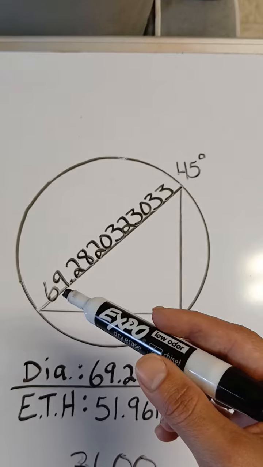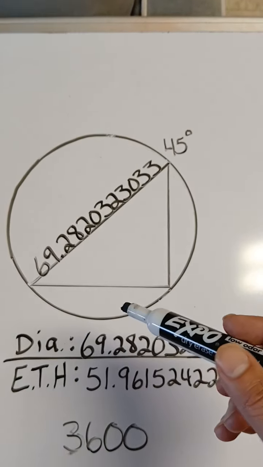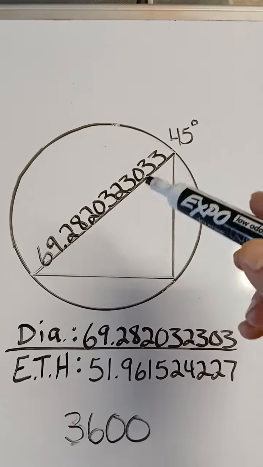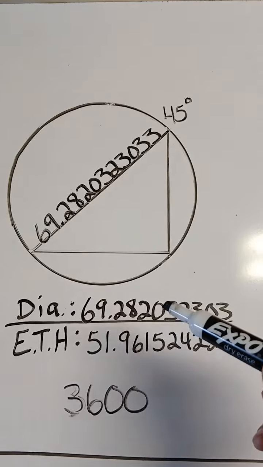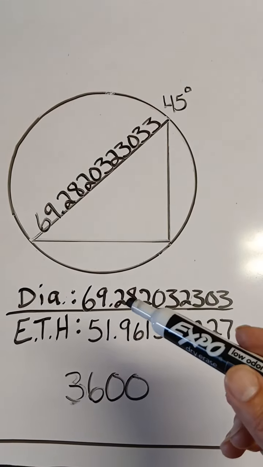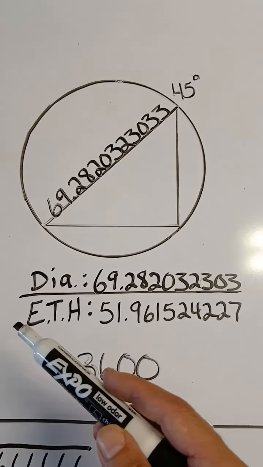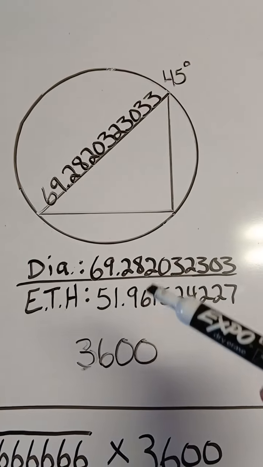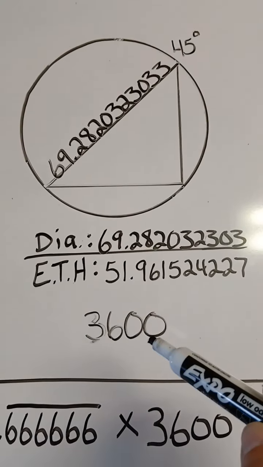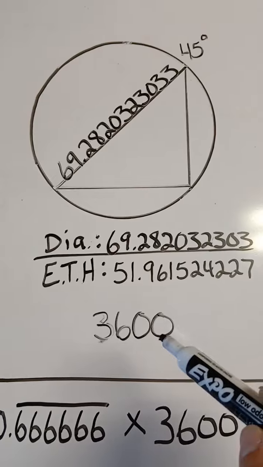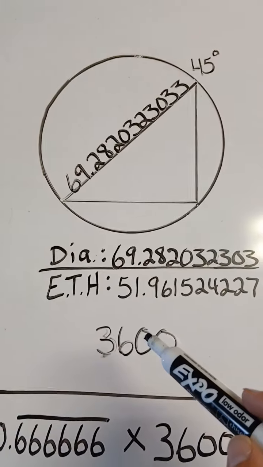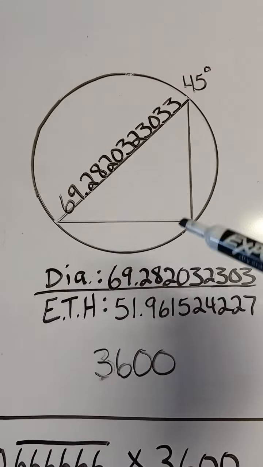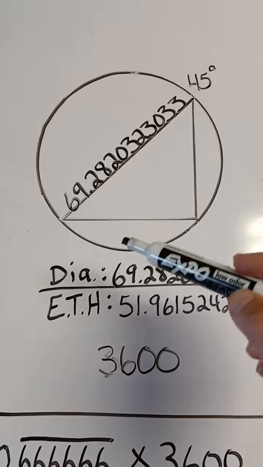The equilateral triangle length is 60. But whenever you take the diameter and multiply it by 0.75 or divide by 1.3 repeating, you'll get your equilateral triangle height. And then you want to multiply those two numbers together to get your reflection number. It's 3,600 in this case in this circle. So we're solving for these two sides because it's a 45-degree triangle.